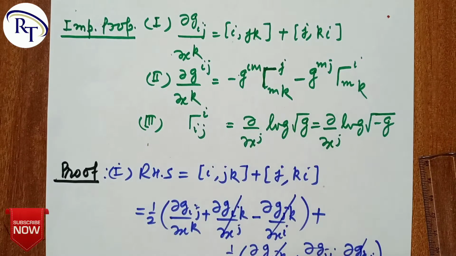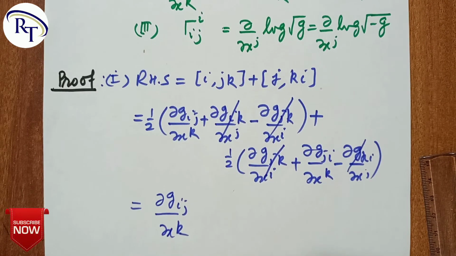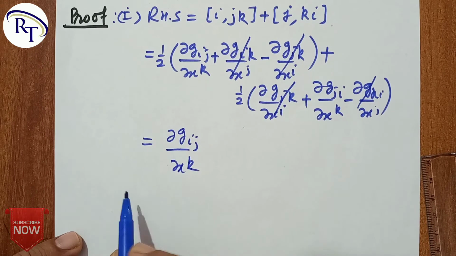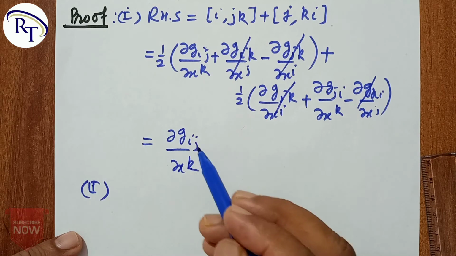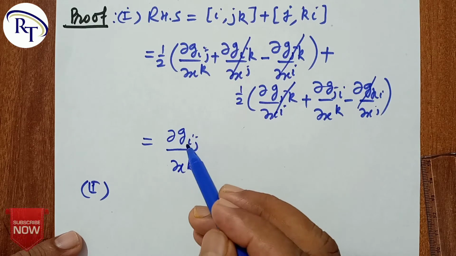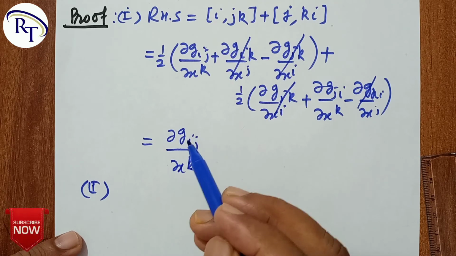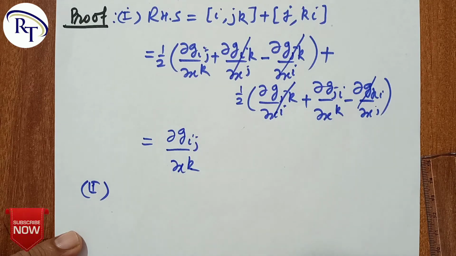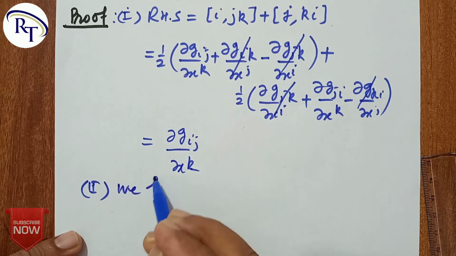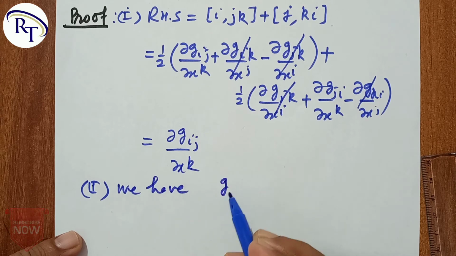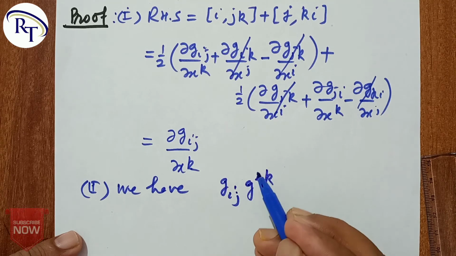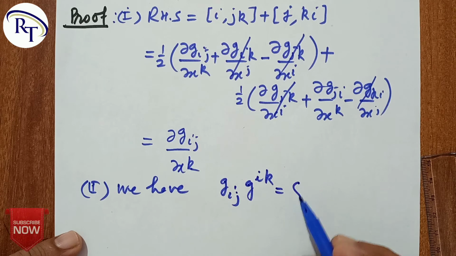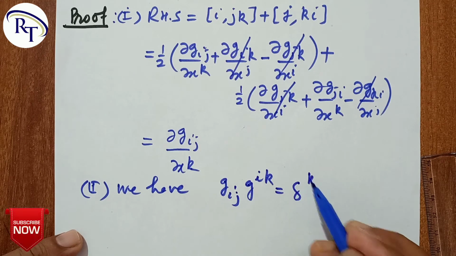So this is the second property, and I am going to prove it. The second property is the partial differentiation of the metric tensor in the upper, contravariant form. In the first property it was covariant; now we shall prove it for contravariant. So we have g^ij g_ik equal to the Kronecker delta.